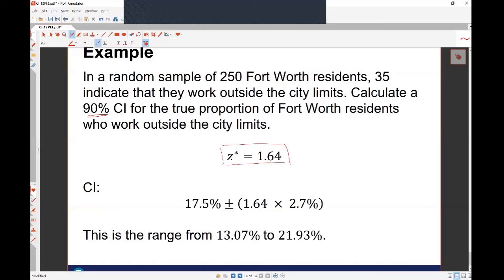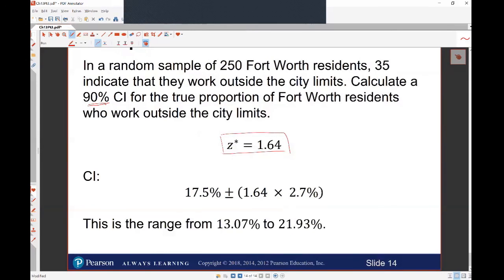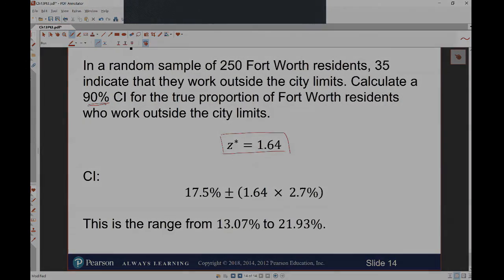So does that mean that the true proportion of Fort Worth residents who work outside city limits is between 13% and 22%? No. We are 90% confident that that's the case, but there's 10% that hasn't been accounted for. So we feel pretty good that the truth may be inside that range, inside our confidence interval, but we know that it may not be, and we know what the percentage confidence is on either side. So we'll dig in, do a few more examples tomorrow, and I hope all of you are doing well.